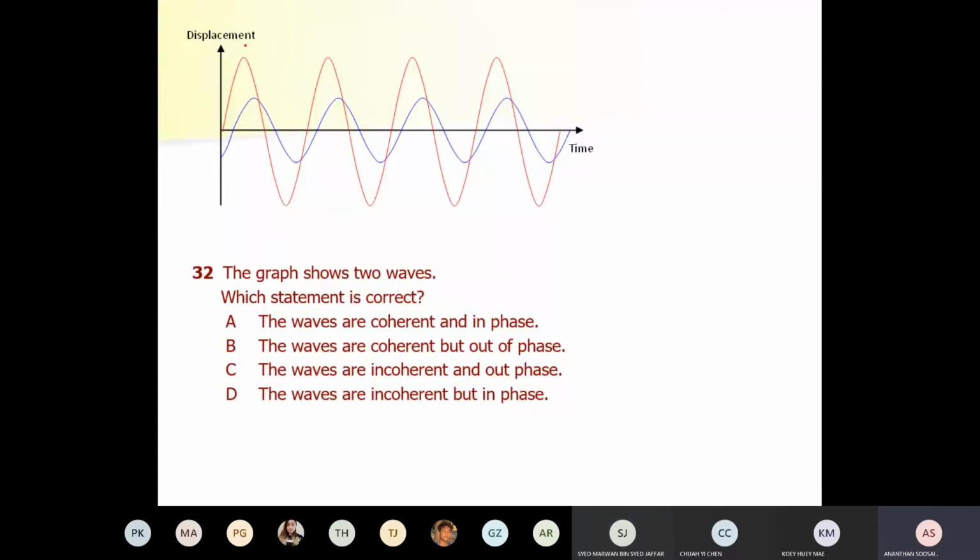It's coherent because you see the crest and the crest separated, the phase difference, and you see the crest and crest here separated. The phase difference is the same. The separation is the same, so it's coherent. It's definitely coherent. Out of phase means there is a little phase difference, so the answer should be B. Amplitude difference doesn't matter. Amplitude has nothing to do with coherence. So B is the answer.